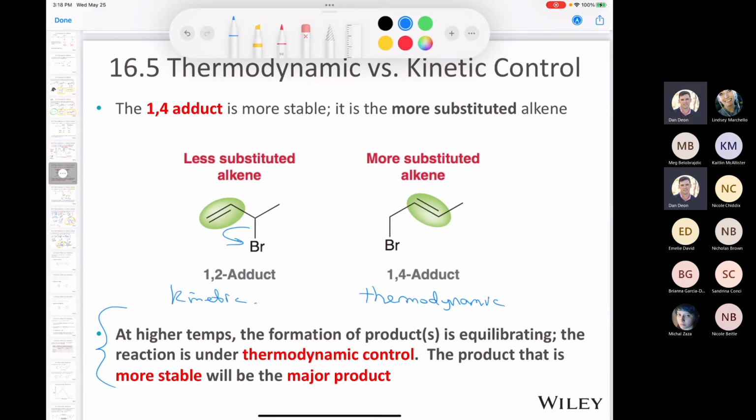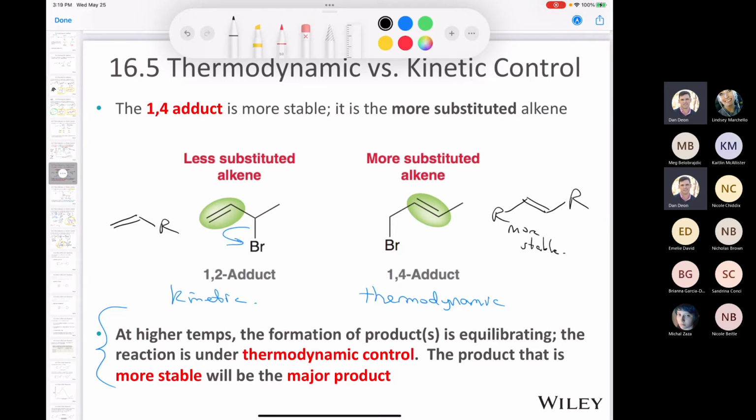Why is the thermodynamic the 1, 4? Because it's more stable. Remember, as you have more substitution on an alkene, it becomes more stable. This alkene has 2 R groups on it, whereas the 1, 2 adduct only has 1 R group on it. So this is more stable, and therefore it's the thermodynamic product.